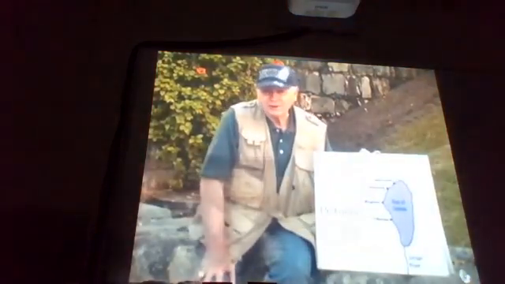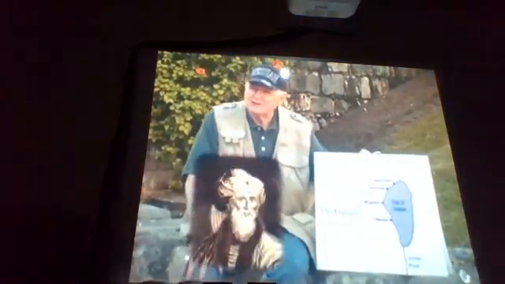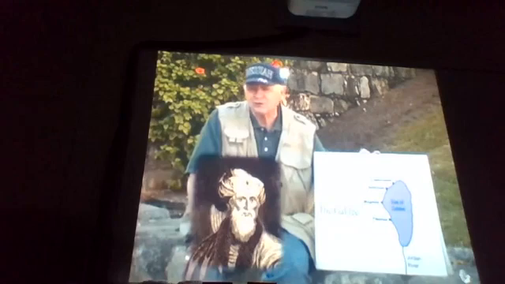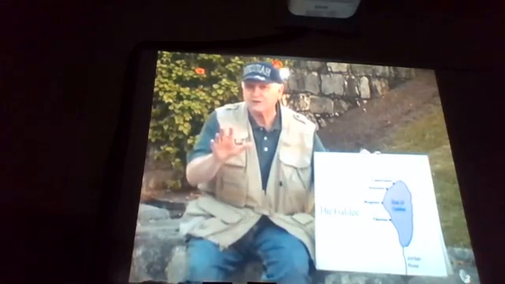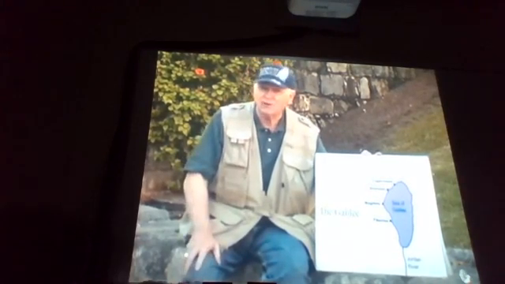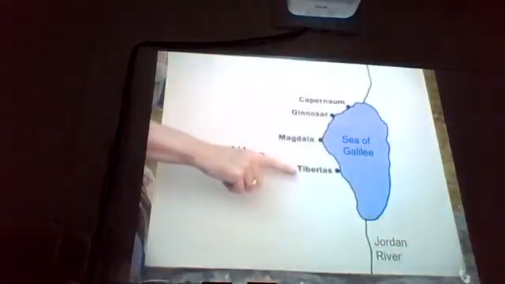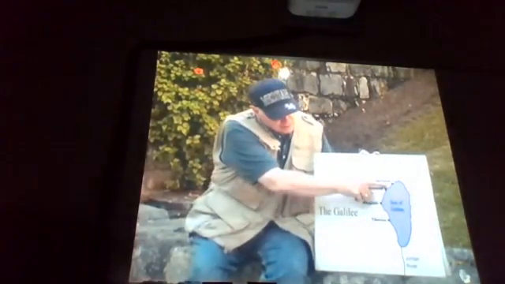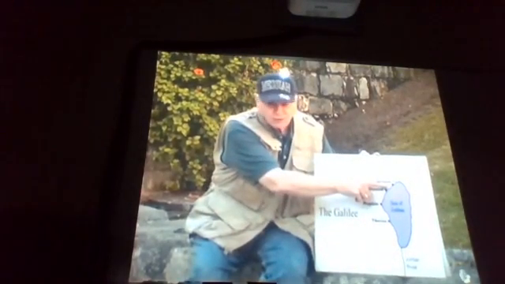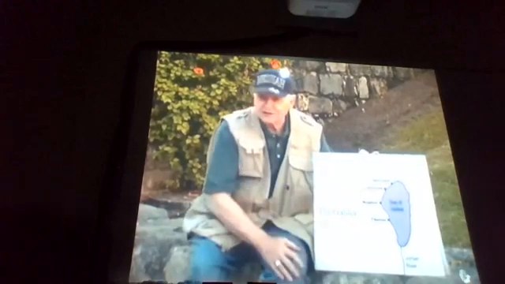The Jewish historian Josephus reports that at the time of Jesus, there were 9 towns on the shores of the Sea of Galilee, all with a population of 15,000 or more. Today, there is only one town of any size, and that is Tiberias, located here on the west coast where we are right now. On the north coast was Capernaum, the headquarters of Jesus' ministry. Today it lies in ruins.